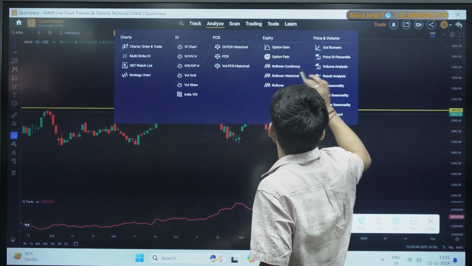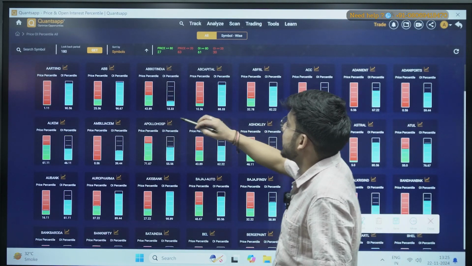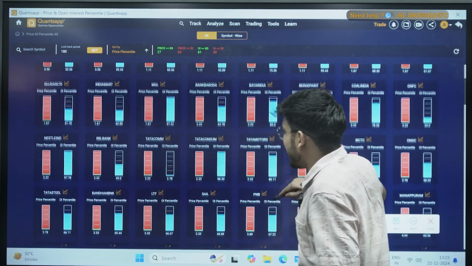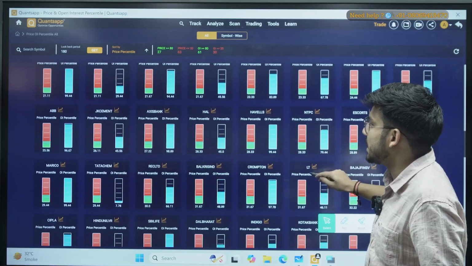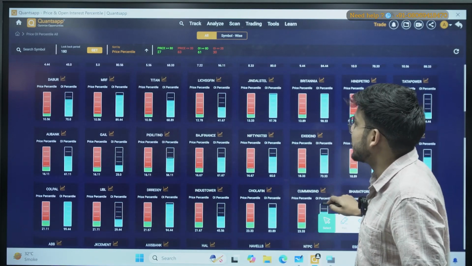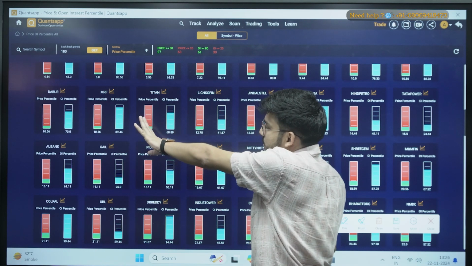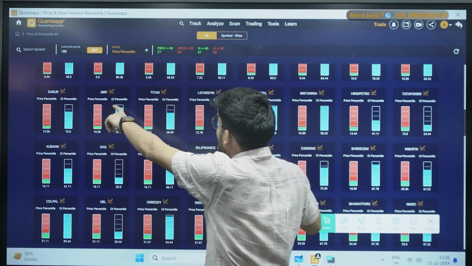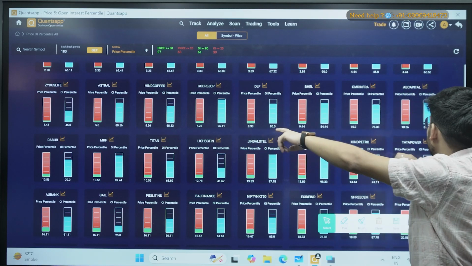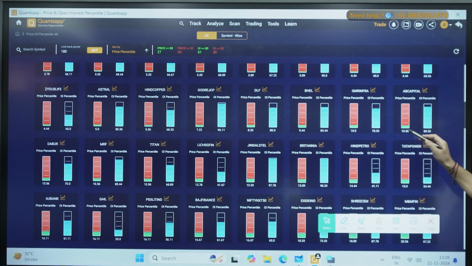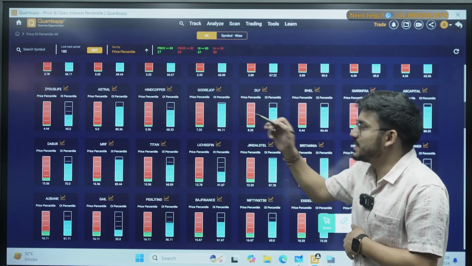Again, we will go to the price OI percentile, and again I will sort by price percentile. You can see I want price percentile to be approximately or less than 10. Here you can see Titan has price percentile less than 10, but we want OI to be greater than 90 as well. So let's see where I'm getting the condition. In AB Capital, price is close to 10 and OI percentile is close to 88, so that can be a good stock for me. I can go with Godrej CP as well.